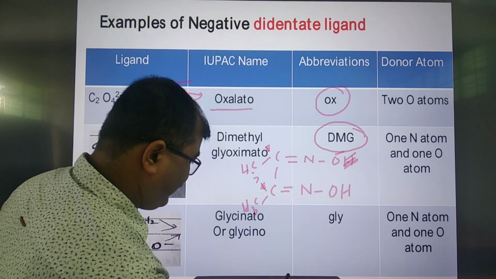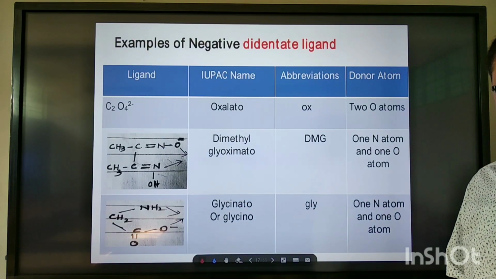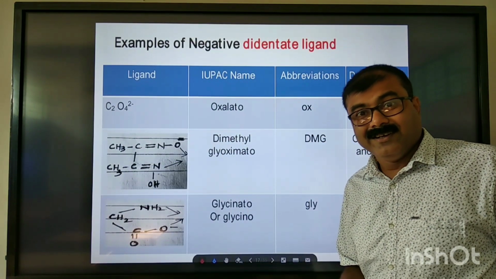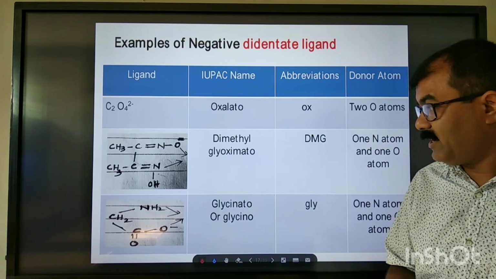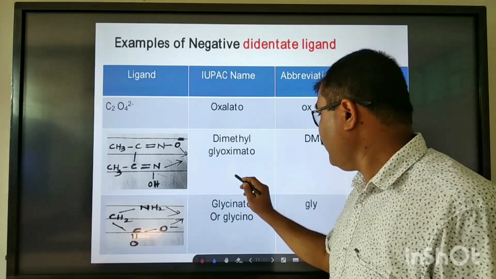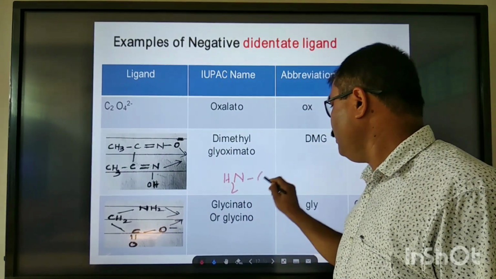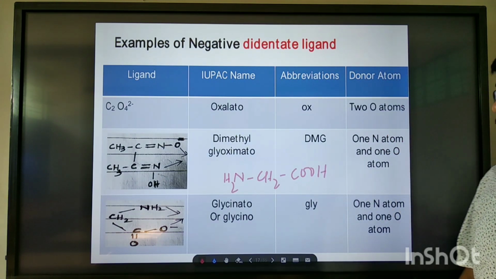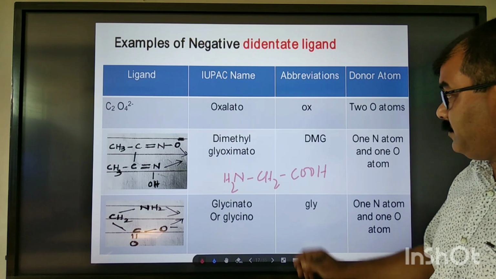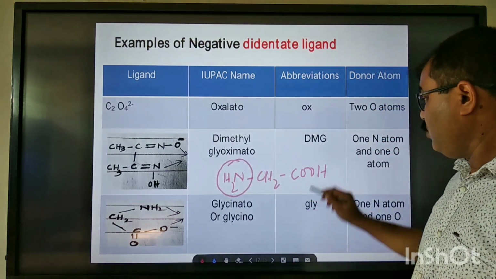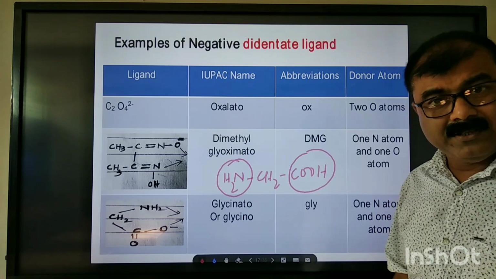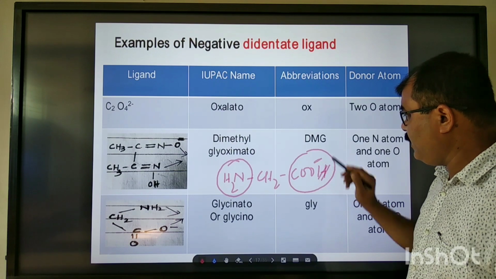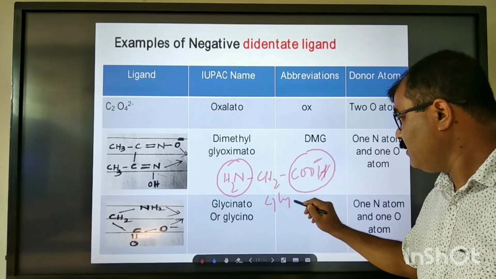Okay, next, another important bidentate ligand is glycine. Glycine molecule, do you know, it is one kind of amino acid. This is glycine, NH2CH2COOH. Amino acids are one class of organic compound in which NH2 group and COOH group are present.